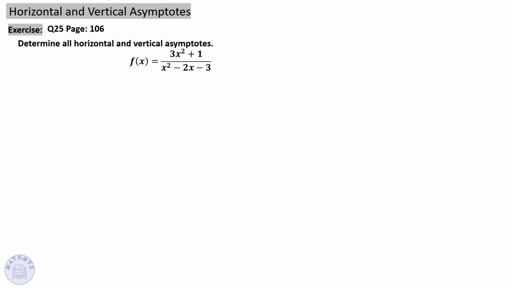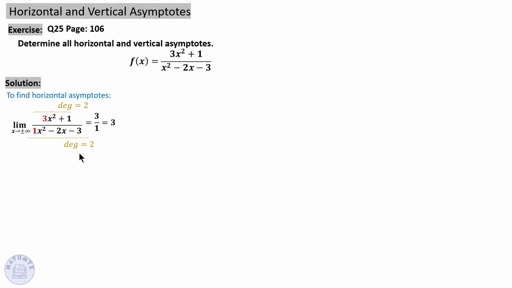All right. Here's a question for you. Pause the video and try to determine all horizontal and vertical asymptotes. Okay, so as we did before with the horizontal asymptotes, we will use the rules. So the rule that says if they have the same degree, you just take the coefficients, and therefore I have a horizontal asymptote at y equals 3.